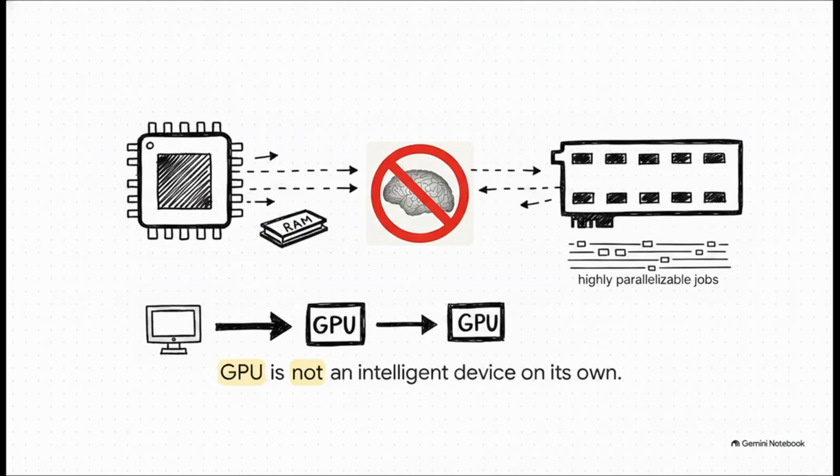Let's bust a pretty common myth right now. A GPU is not a standalone, super smart brain. It just isn't. Your GPU doesn't run your operating system, and it definitely doesn't make autonomous decisions on what you compute. It literally just sits there, waiting for the CPU to hand it a specific, highly parallelizable job. It acts strictly as an accelerator.